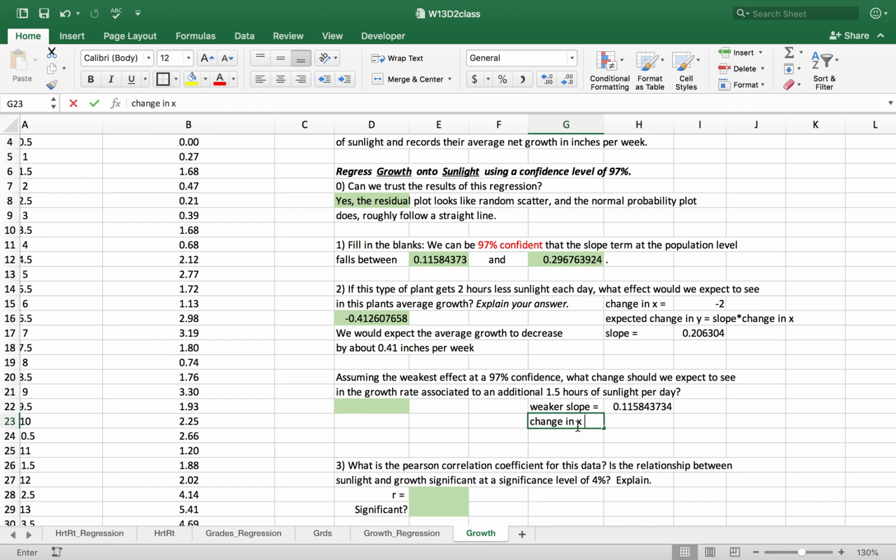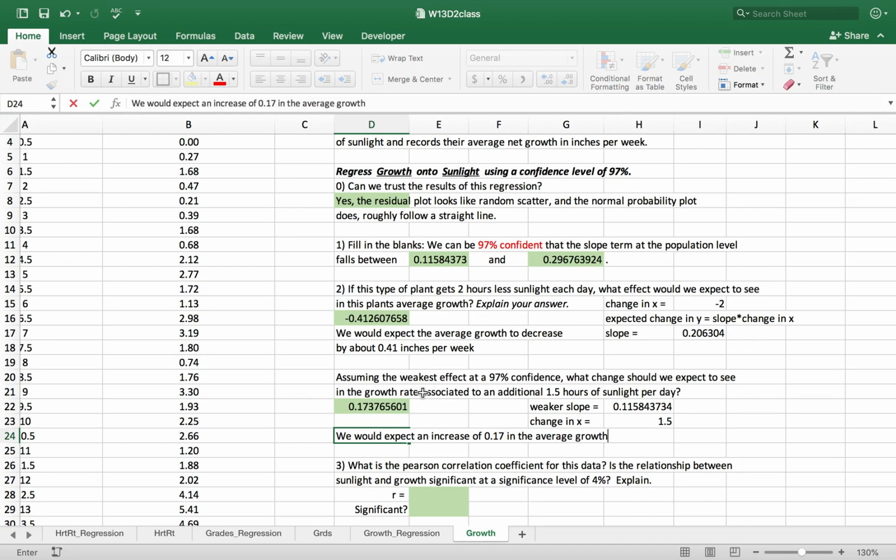Our change in x in this case is going to be a positive 1.5 because we're adding an additional, we're increasing the amount of sunlight exposure, positive 1.5. And so when we go to look at the change in y, we can just take the slope estimate we're using times the positive change in x. And now we can interpret this. We would expect an increase of 0.17, in this case it'd be inches, in the average growth per week.